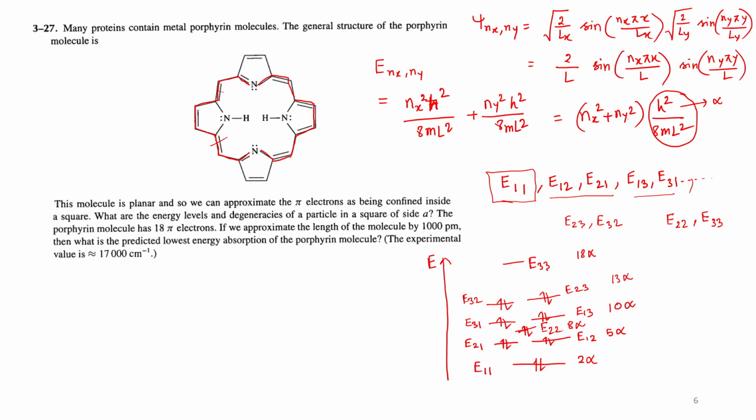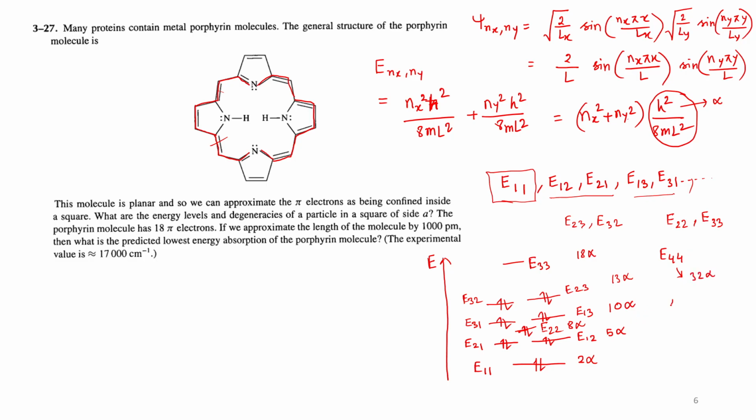Before 3 3, are there any 3 2 or 2 3? And then what are the other possibilities? E4 4, the energy again, will have one degeneration. It will be 4 square plus 4 square, which is 32 alpha, I guess.